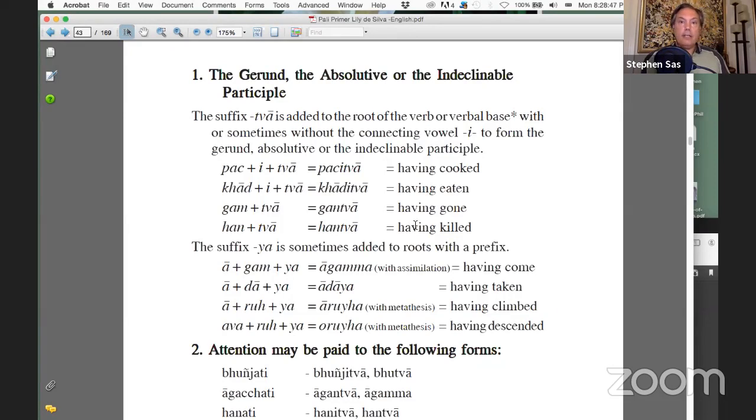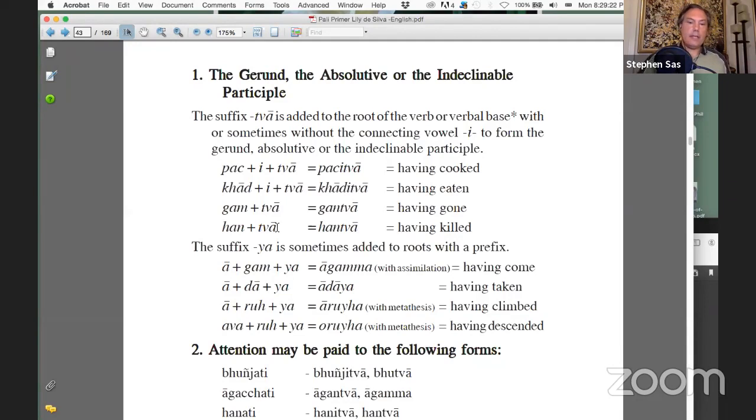Sometimes, though, an absolutive can have the sense of simultaneity, also happening at the same time. And we probably will see that coming up. I also mentioned in our last session that the absolutive is formed from the root. So even though we have been learning, for instance, the verb gachati, to go, that verb is formed from what is called a present stem, gach. But the root of that is gam.